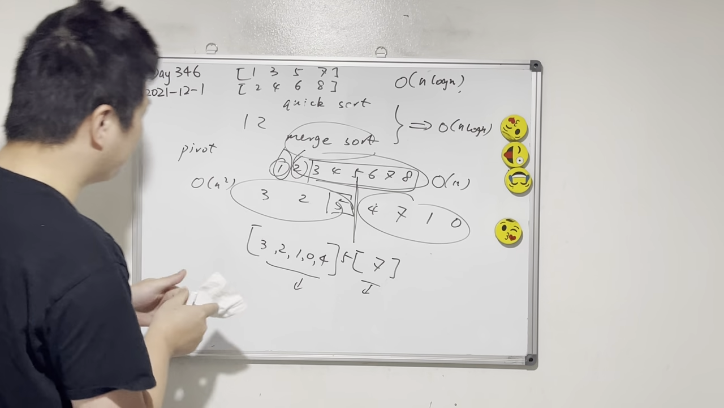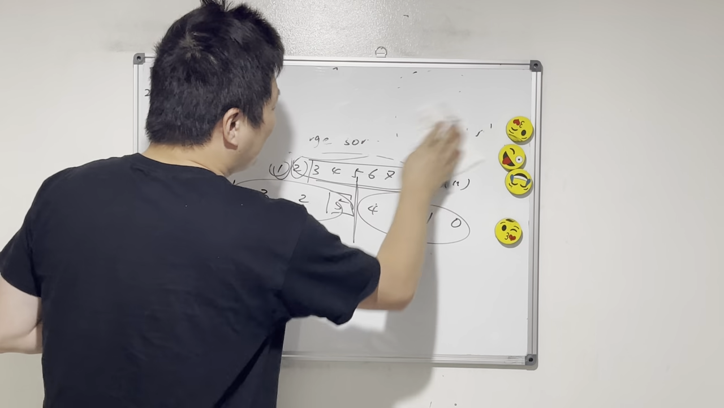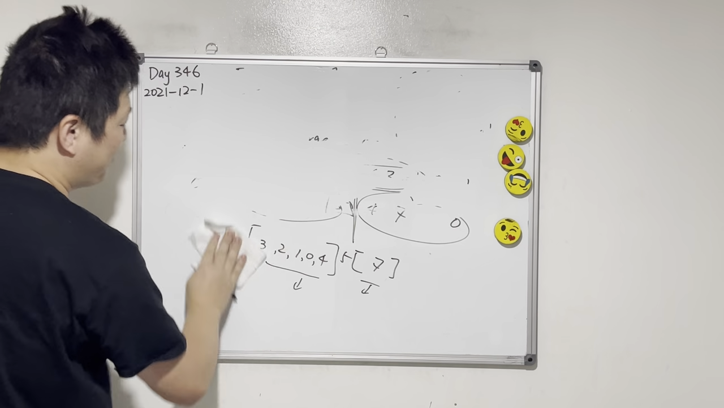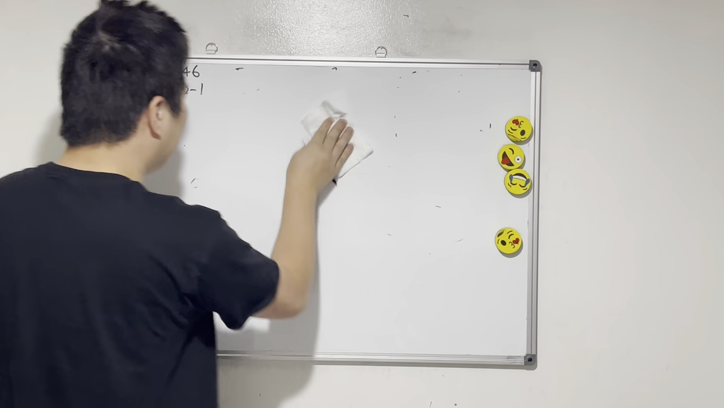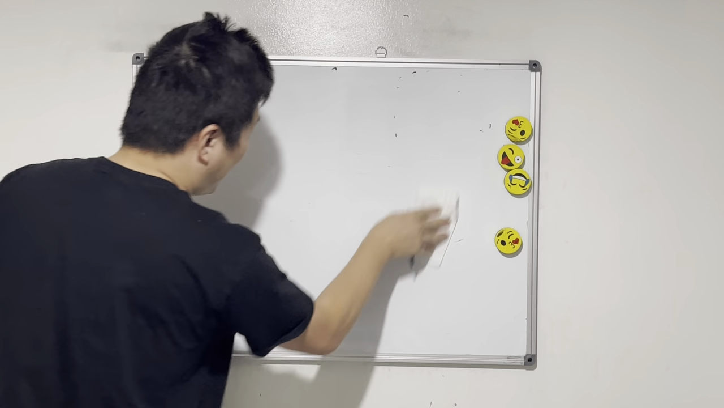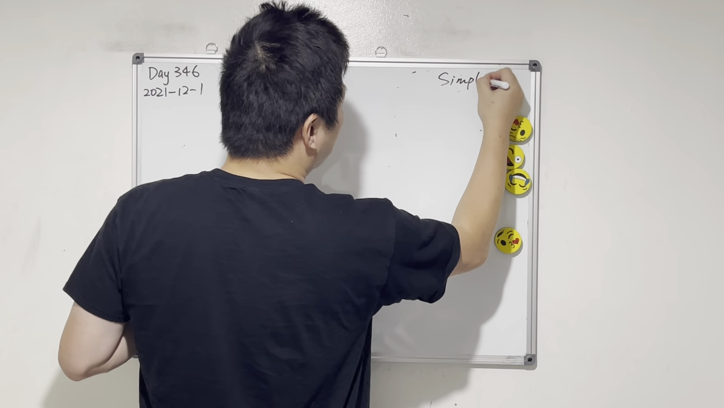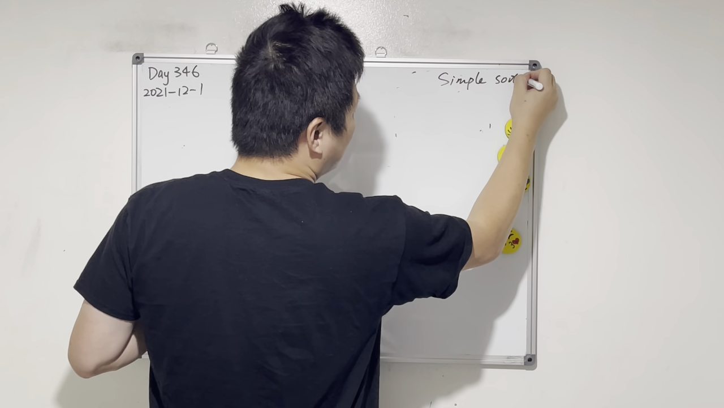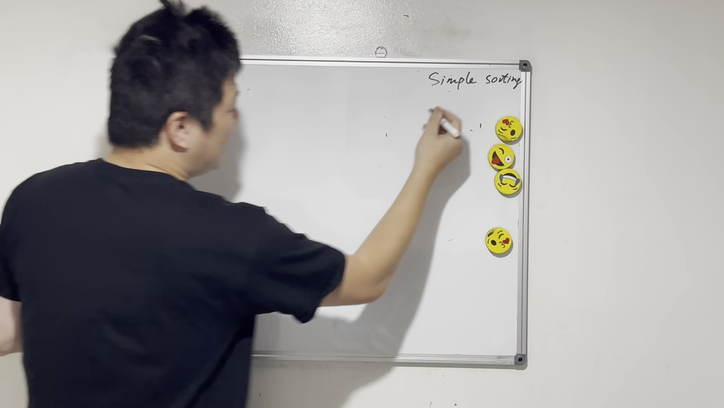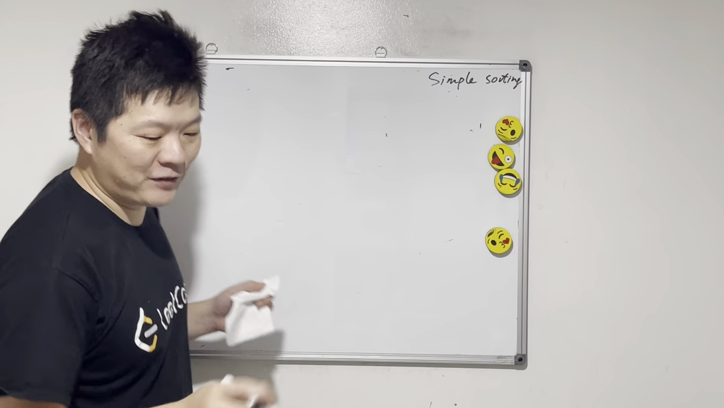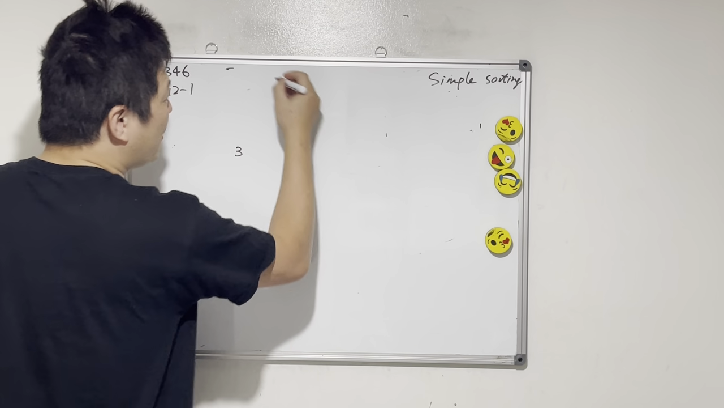And we're going to talk about another sort, which is not quite used in practice, but we can use it to demonstrate a simple sorting algorithm. What's simple? It's not complicated, it's easy. I let you figure out the time complexity. So how do we do it? We call it bubble sorting.